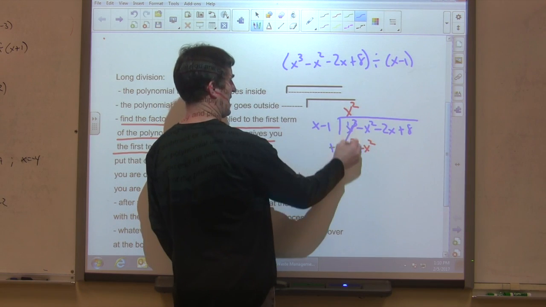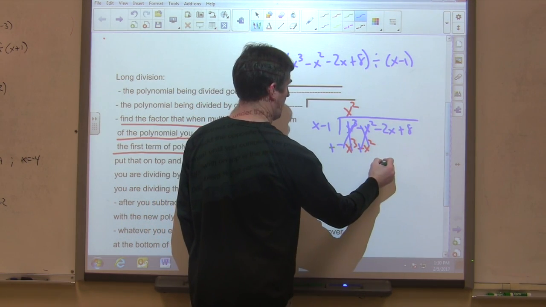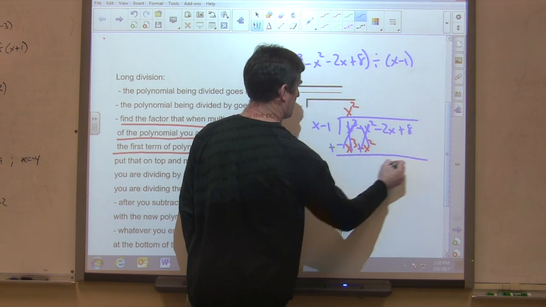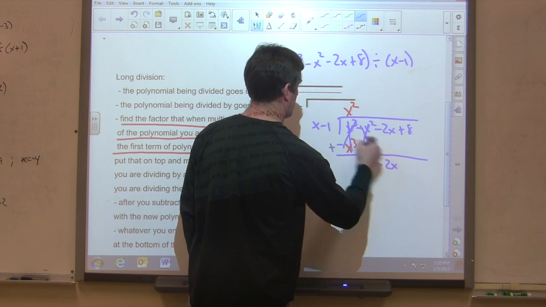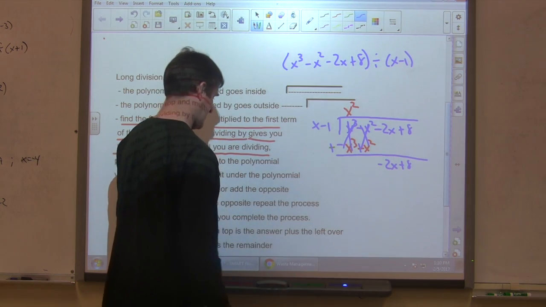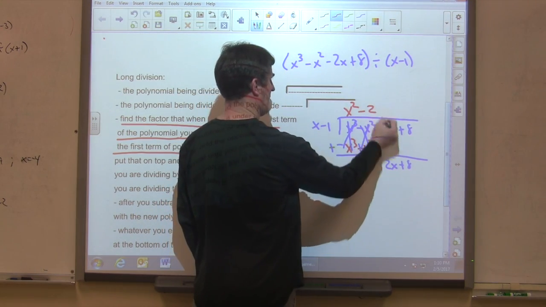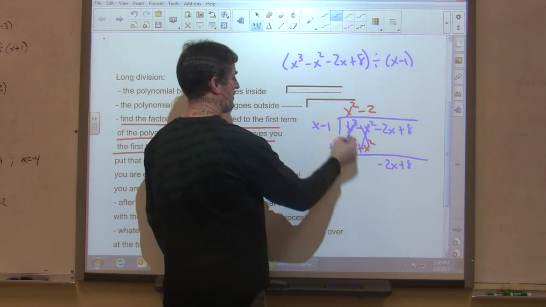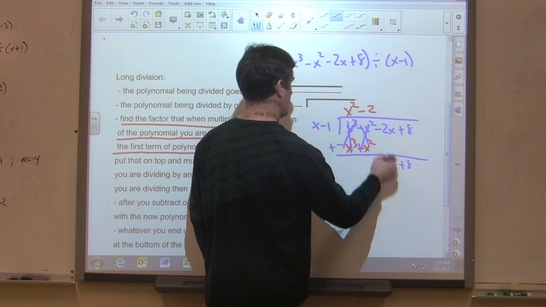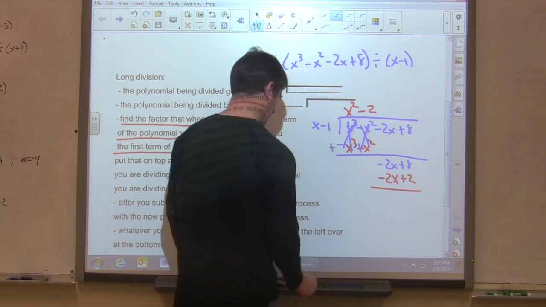Now in this case, this cancels and this cancels, so I get 0. So I'm going to bring down the next two parts, because I have two terms here, and repeat the process. What do I have to multiply x by to get to negative 2x? That would be negative 2. Negative 2 times x is a negative 2x. Negative 2 times 1 is a positive 2.